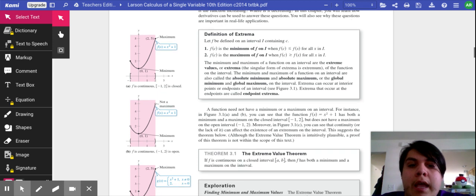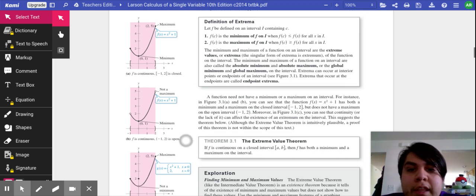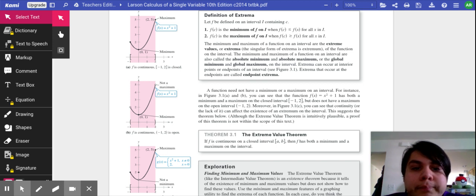And sometimes a function doesn't necessarily have a max or min within an interval. And we have examples over here on the side that they mentioned in figure 3a, 3b. The important part is the extreme value theorem, and it's a very simple idea. So if f is a continuous function on a closed interval from a to b, then f has both a minimum and a maximum on that interval.